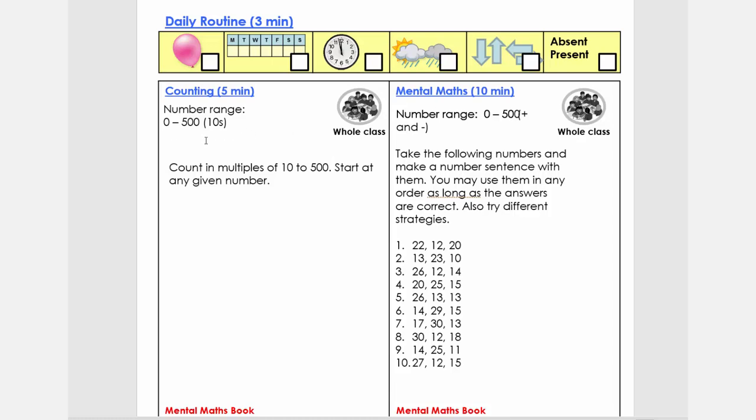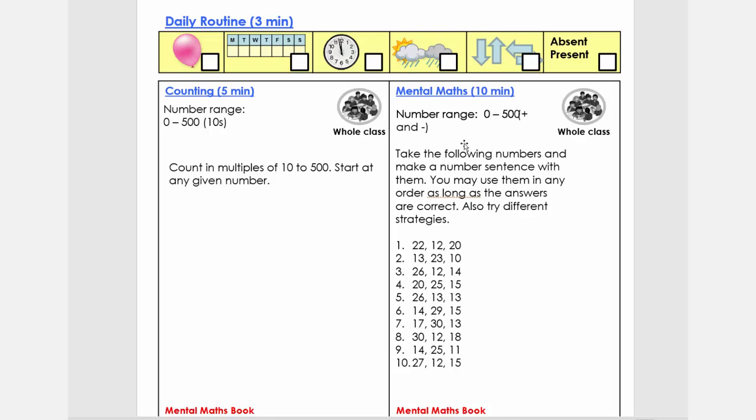Again, remember, it's always good to use concrete resources for better understanding. And then at the representative level, the picture level, you can use our SA Teacher counting library. Then the next part of this activity is to start at any given number. If we start with 1, it's going to be 1, 11, 21, 31. If we start at 5, it's going to be 5, 15, 25, 35. So I want you to pause now and do the counting activity.